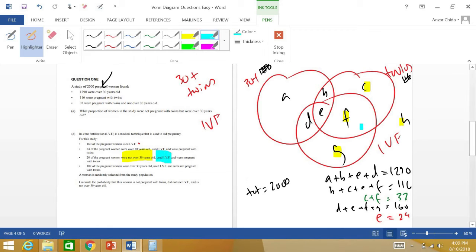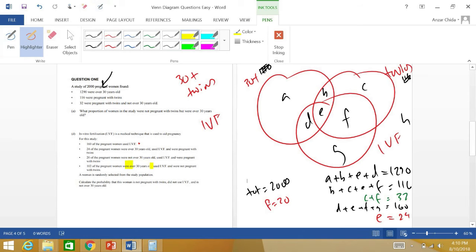Used IVF, so it's got to be in this circle. So these two are in play. These ones are gone. And were pregnant with twins. So pregnant with twins has to be in the twin circle. So it must be this one over here, which means F equals 20. Okay, F equals 20.